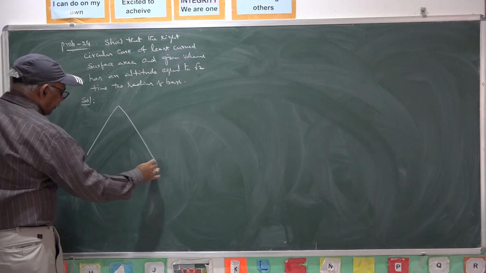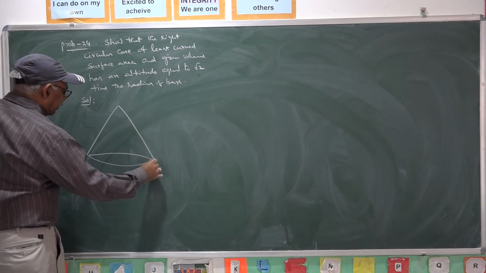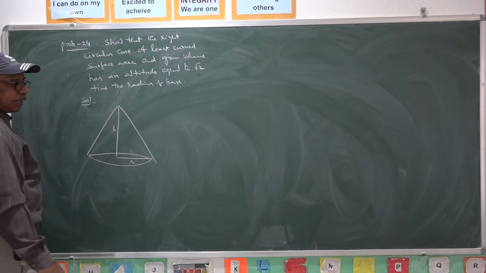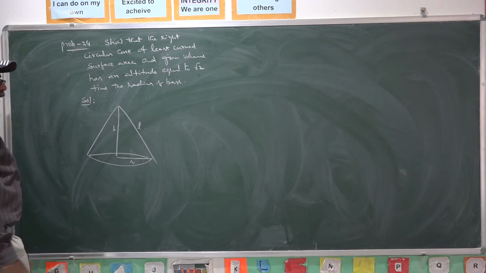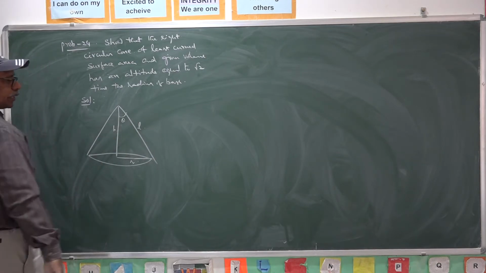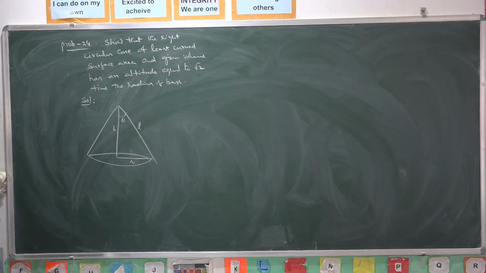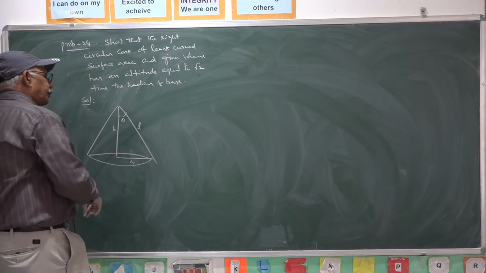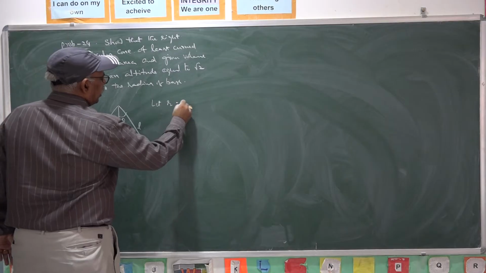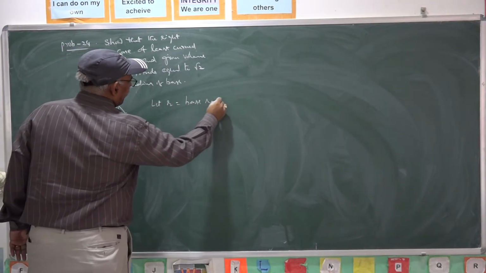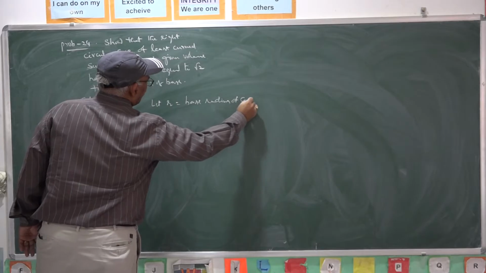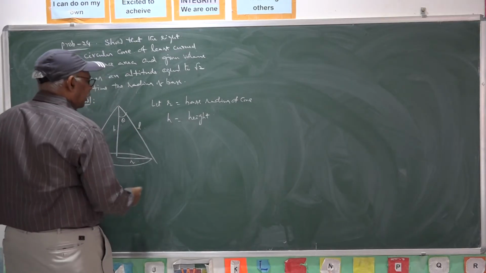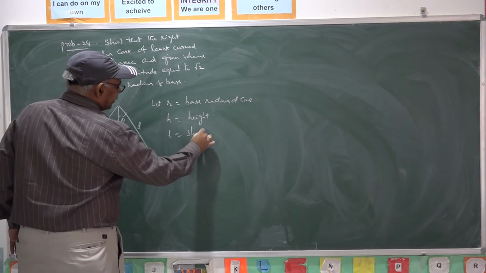Let us consider the cone having base radius r and height h, and let L be the slant height. Let theta be the semi-vertical angle. So let r be the base radius of the cone, h the altitude, otherwise height, one and the same, and L the slant height.